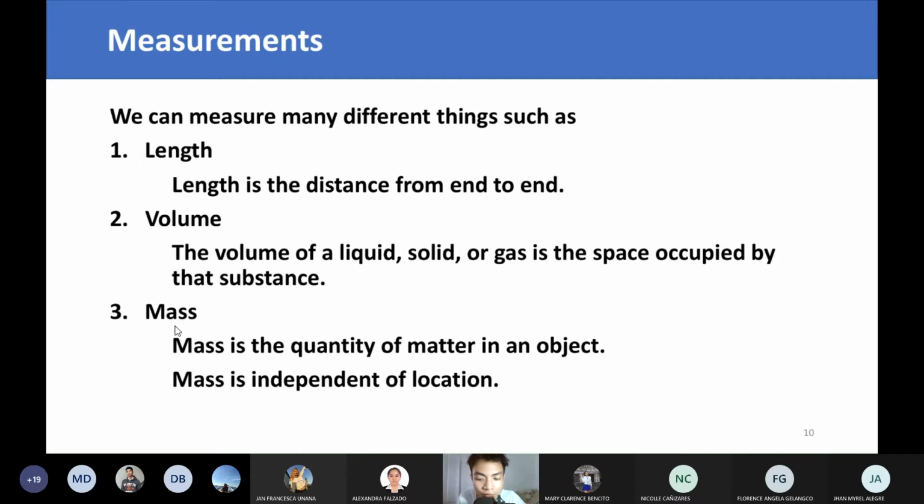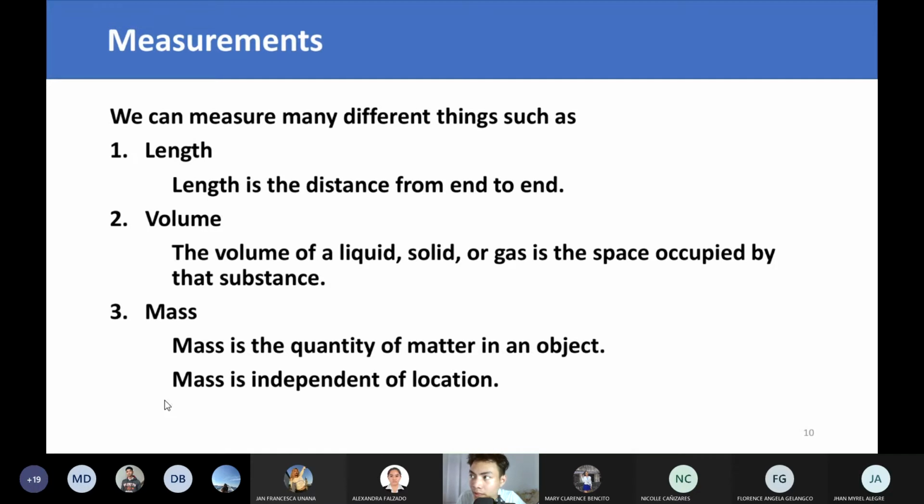Or length. Pag volume naman, you can use containers that have graduations, o kaya using the length and the correct formula for that object, pwede mo makuha yung volume ng object na yan. Okay? Yung mass naman, this is the measure of the quantity of matter in an object. So kung ano yung mass ng isang object, yun yung dami ng particles sa loob niya. Pwede mo kasi sila ipag-convert later on, which will be discussed on chapter 4.